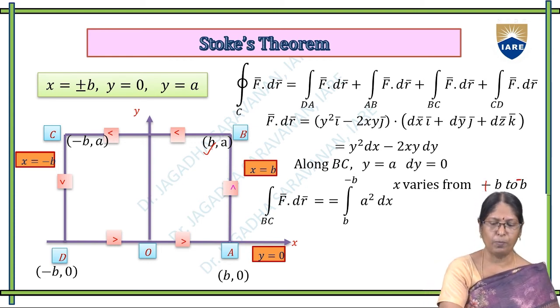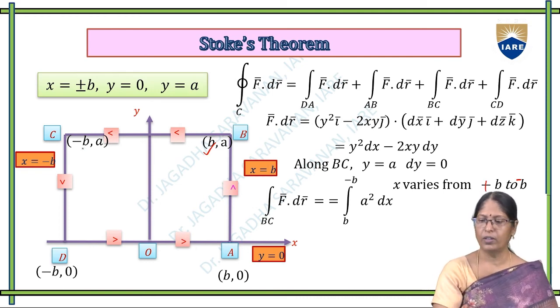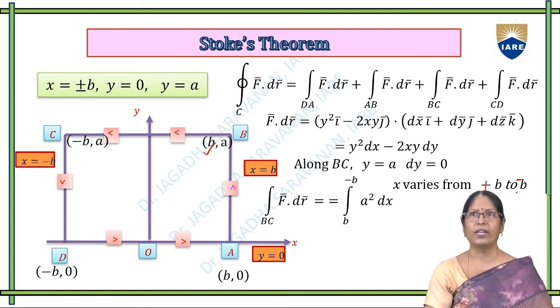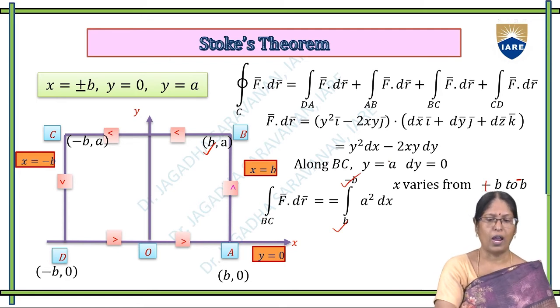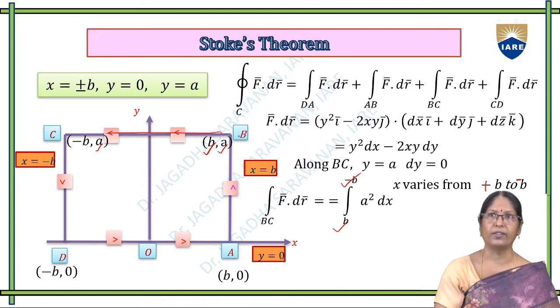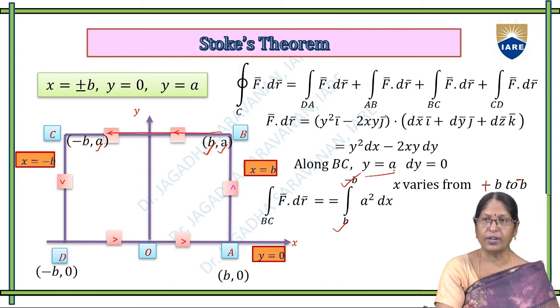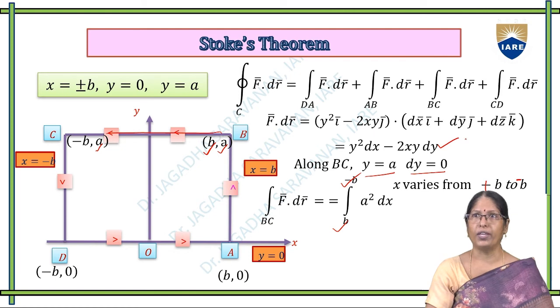B to C, here B is positive from here to here. So we are moving from B to B2 minus B, and that's what is here also. And what about y? We can see it is a, and that is written here: dy equal to 0. This we have to substitute in our f dot dr.